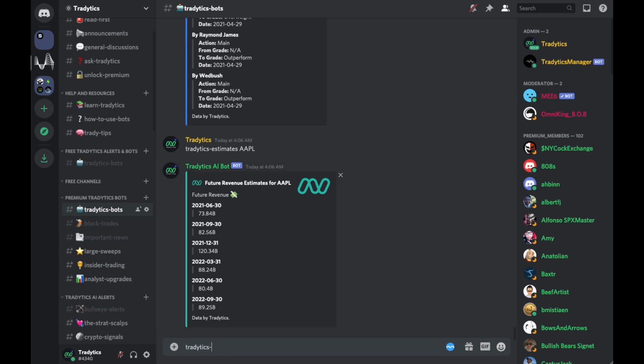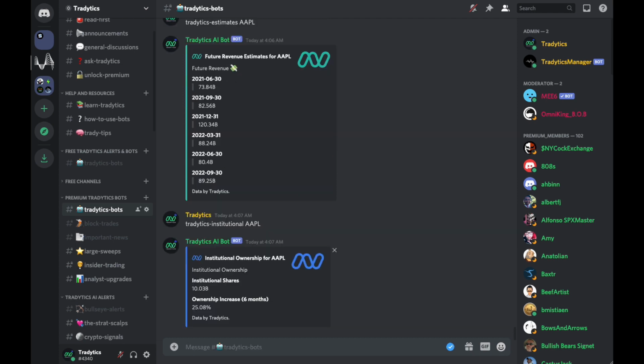Then we have some stats on institutional ownership. Let's see. Now Apple, about 10 billion shares are held by institutions, which is a very large amount. So whenever you see large amounts of shares held by institutions, that's always a good sign. And the increase in the last 6 months has been about 25%.